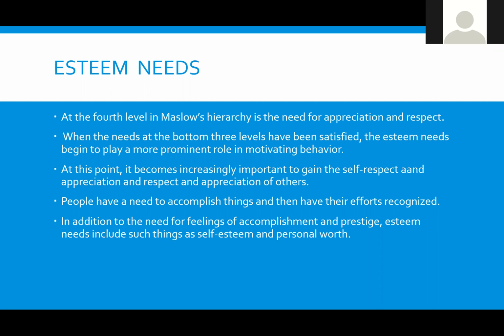So people have a need to accomplish things and have their efforts recognized. In addition to the need for feelings of accomplishment and prestige, esteem needs include things such as self-esteem and personal growth. So please, that word, self-esteem, is very important. If you have high self-esteem, it helps your personal development. Low self-esteem will cost you a lot.